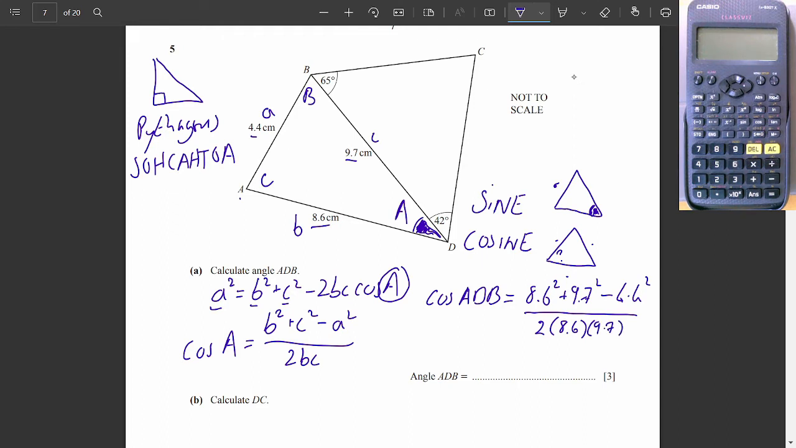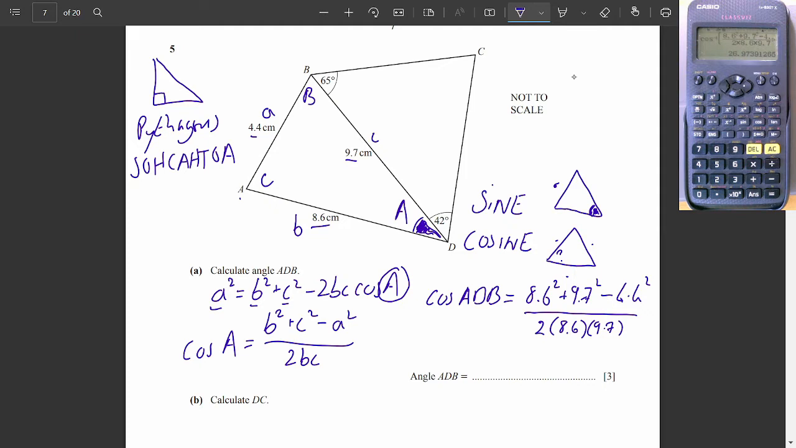What we're going to type into our calculator, to find the angle ADB, we need to move the cos across, so that will be cos to the power of -1. So let's see what it looks like on the calculator. We're going to start by pressing shift, cos to the power of -1. We want to do a fraction, 8.6 squared plus 9.7 squared minus 4.4 squared. Push the down arrow, 2 times 8.6 times 9.7, side arrow, close the brackets, and there we go.